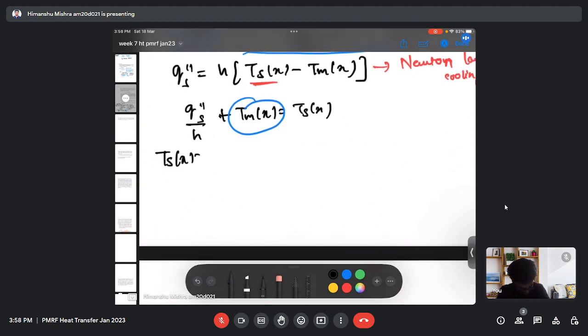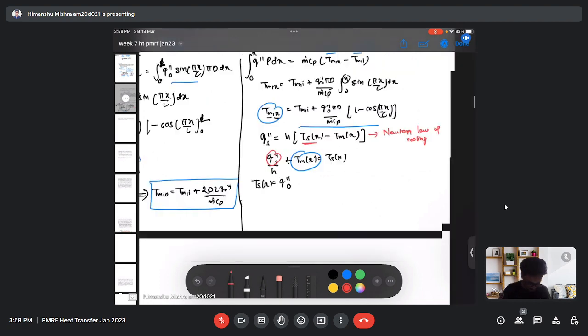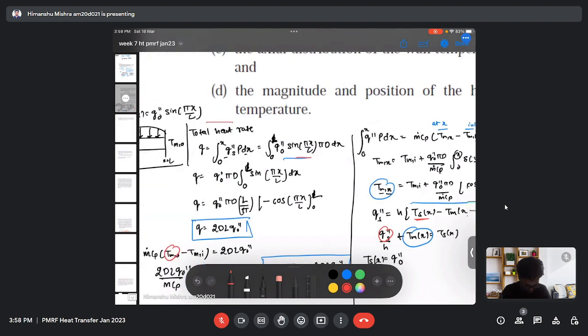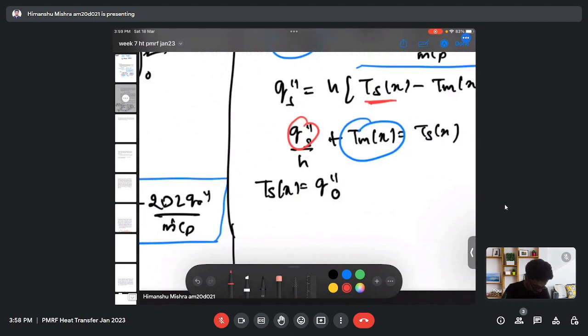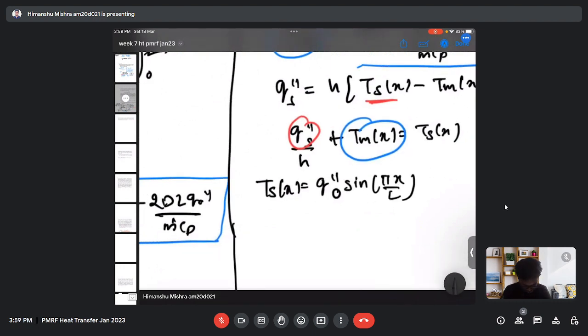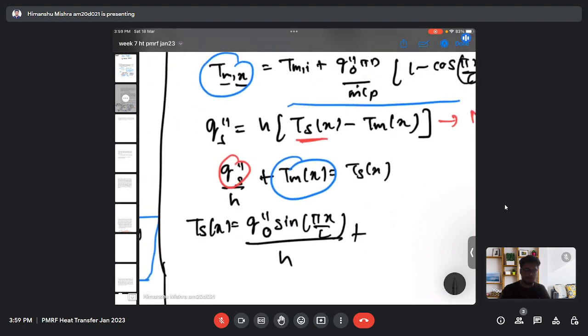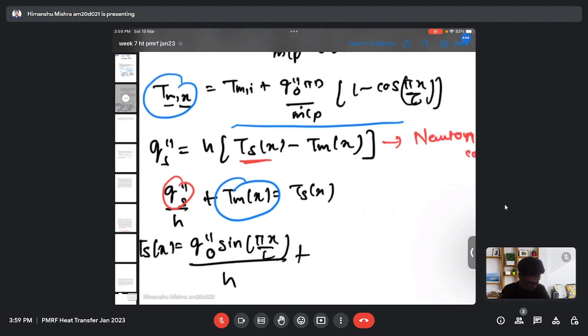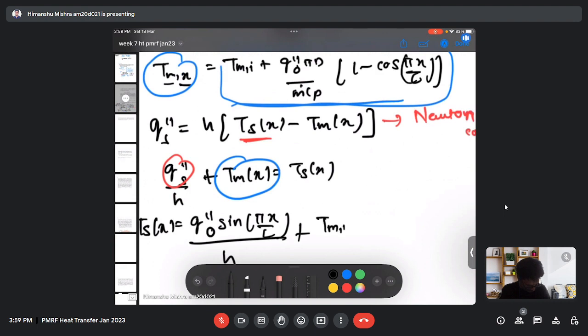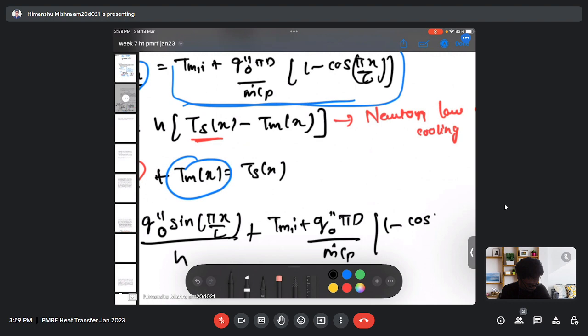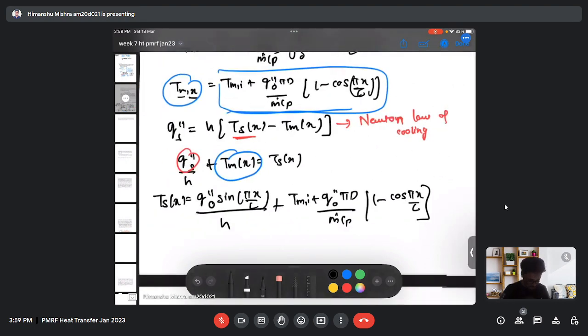So my surface temperature will become... I am putting Qs as sine pi x by L. So this is my Q double dash S, which is Q naught sine pi x by L. So I'm just writing here, divided by H, and my expression for mean temperature at X location is here, which is TMI plus pi d m dot Cp.